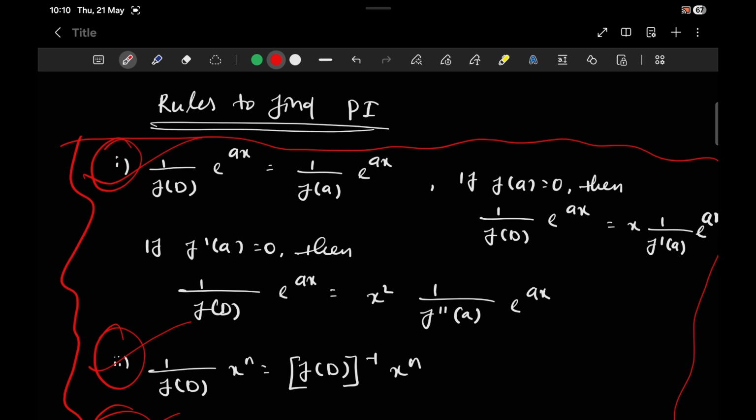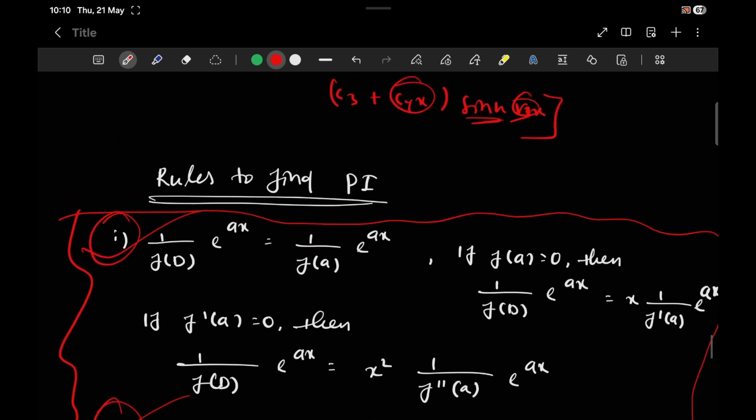So remember one thing, that is 1 by D and D. If something is multiplied with D, we know D is equal to d by dx, so we will take the derivative of the term. If there is something multiplied with 1 by D, that means 1 by D is integration. Okay, so remember this.